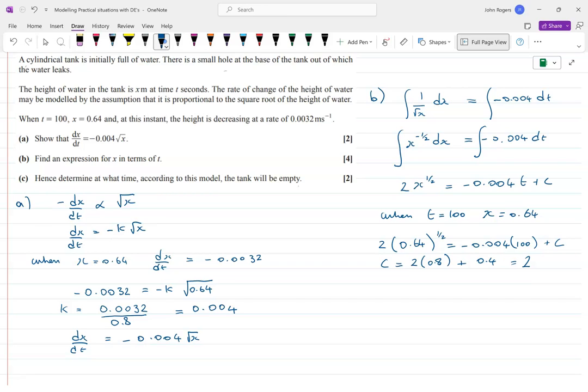So we can then put that into our equation. 2x to the half is equal to minus 0.004 t plus 2. We could divide by 2, so that gives me x to the half is equal to minus 0.002 t plus 1. So that gives us x is equal to the square of those. Let's reverse it around as well.